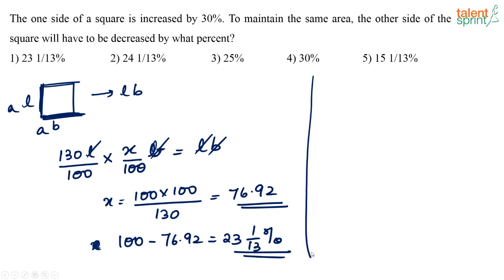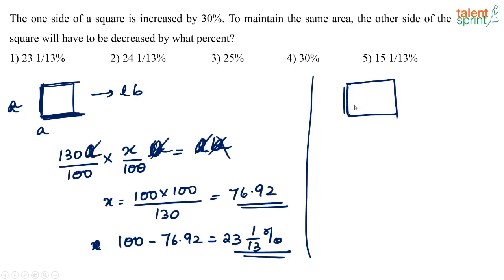If you find this to be very confusing, the other way in which you can approach it is using the concept of effective percentage. Anyway, using both the methods, the answer is going to be the same. See, remember here you can also take both the sides as A. I just took L and B because one side is increasing and one side is decreasing. I just took two different values. You can take both as A here. If you take A also, this A will also get cancelled, so you can find out the value of X.